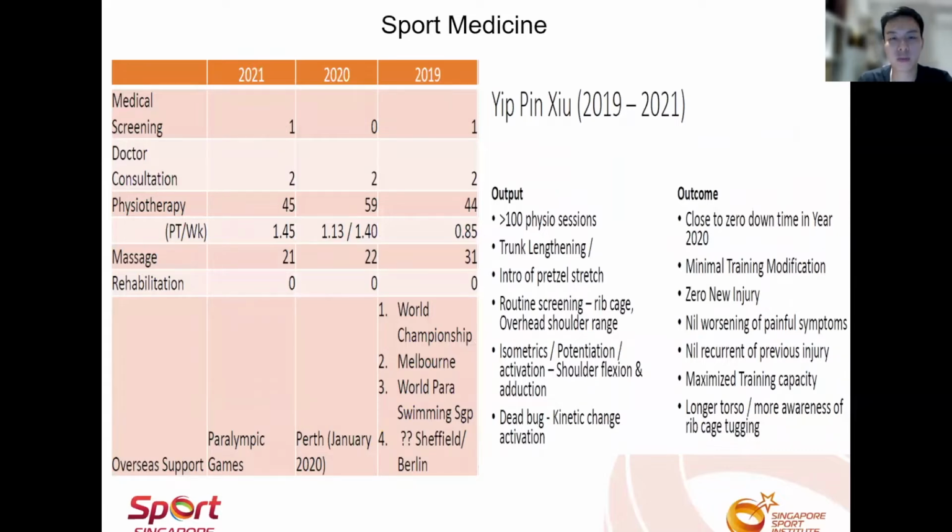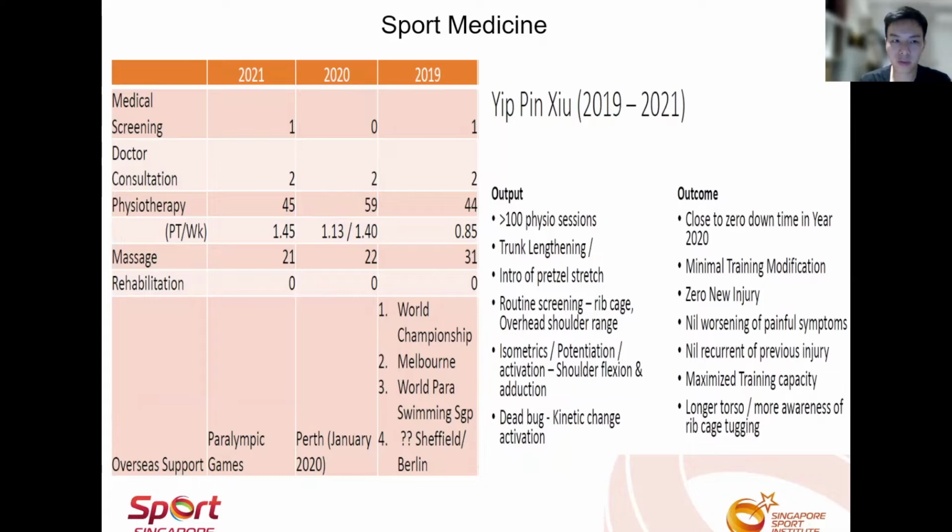For the medical side, other than the typical physio appointments, she works with the physio quite a bit on stretching, such as shoulder flexion and adduction range, and core stability work such as the dead bug. Knowing what the physio does helps me because I don't need to repeat certain exercises that are already done in physio. With that, we can keep her session more compact, and at the end of the day we want to have a bigger output with less time spent.